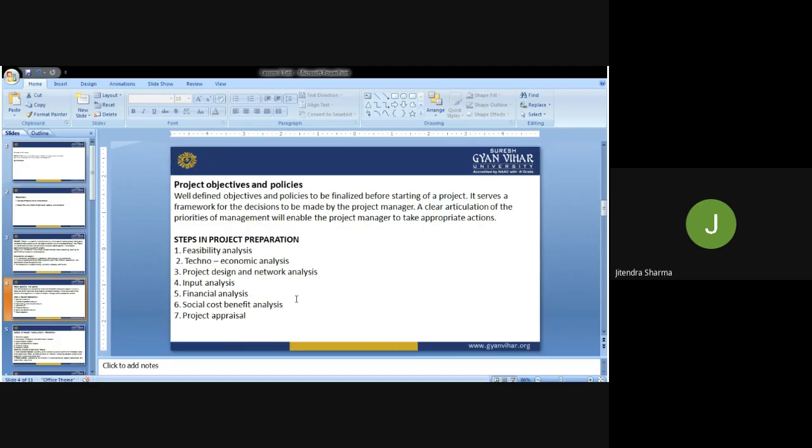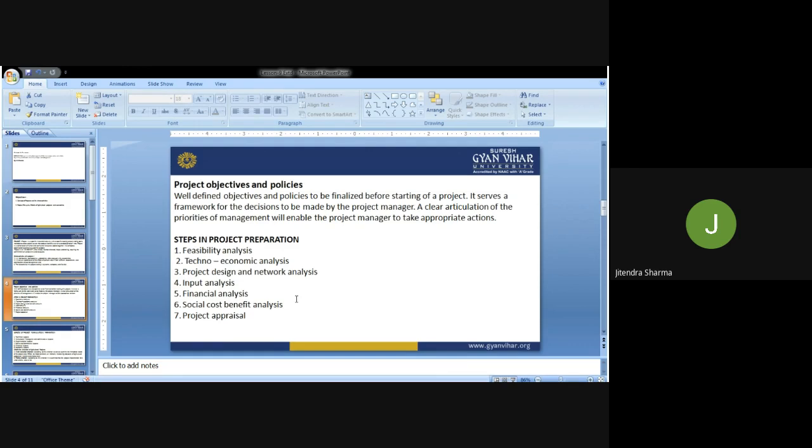Input analysis, yes, we have to analyze all the resources that are part of the project, and those play a very vital and important role in completion of the project. So that is very important: what resources we have, how much we procure, and how and at what rate. Everything we have to explain in the input analysis.